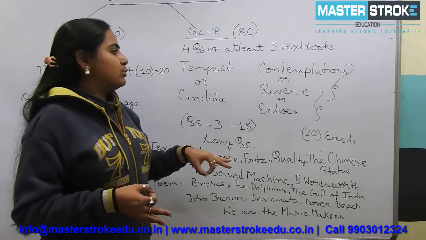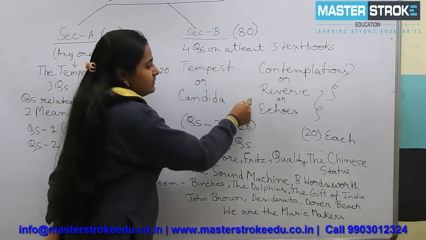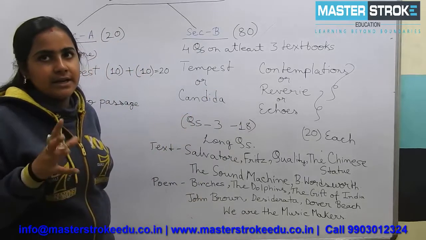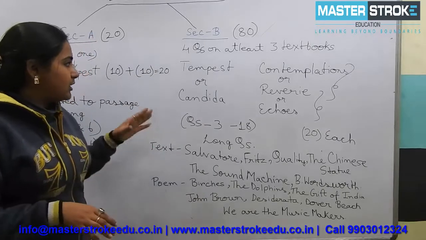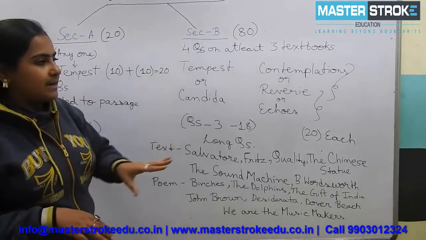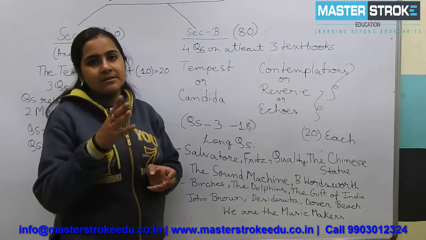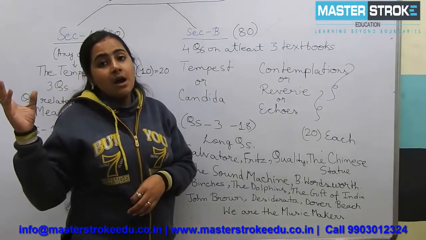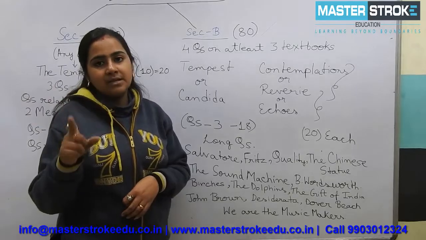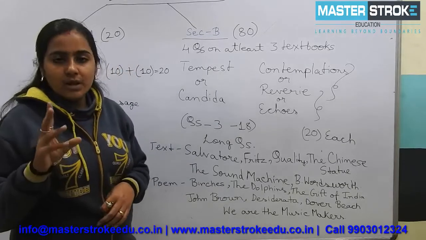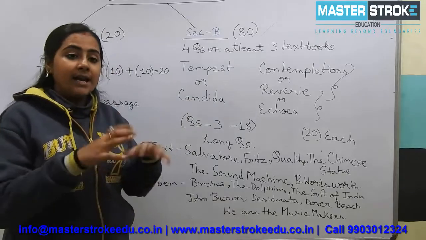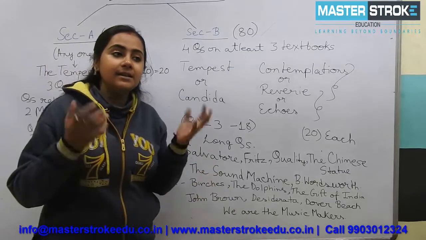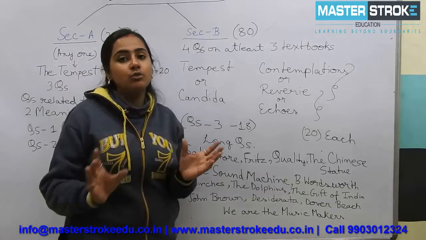So at least 3 books you have to attempt, meaning Tempest, Reverie and Ecos. That is the entire understanding of what you have to do. Now the pattern is segregated as 8 plus 6 plus 6, which makes 20. This kind of subparts will be there, and another part is the 20 marks long question.